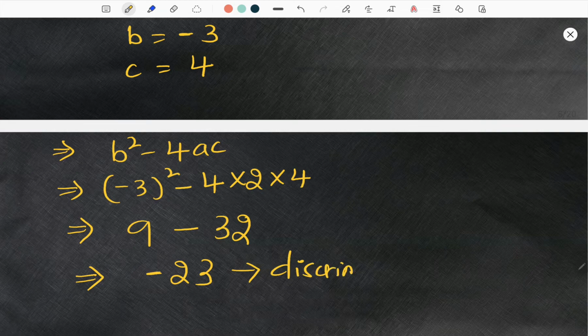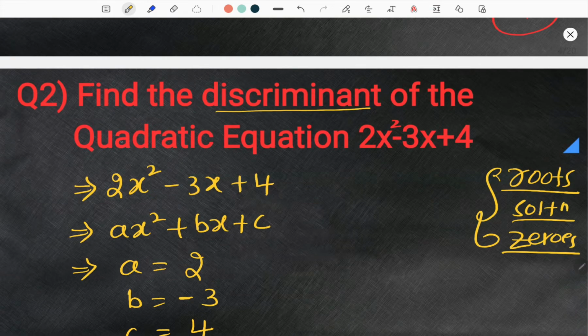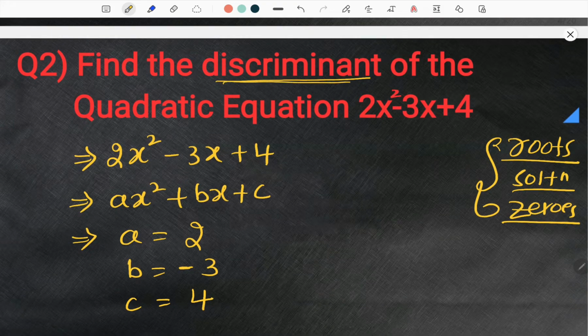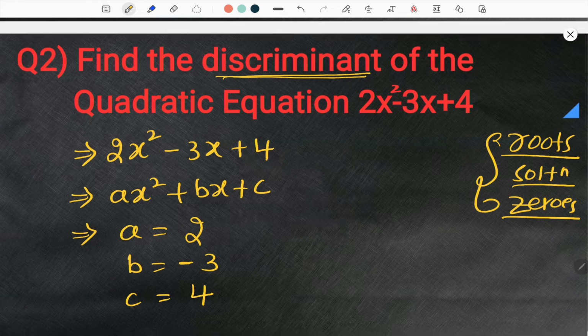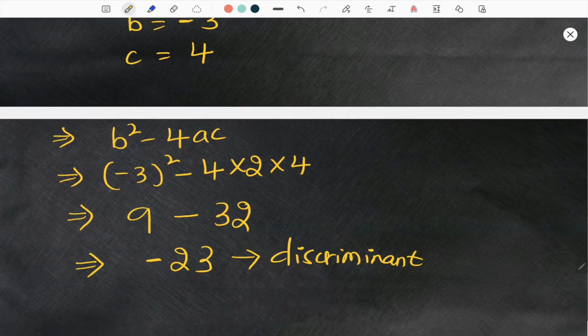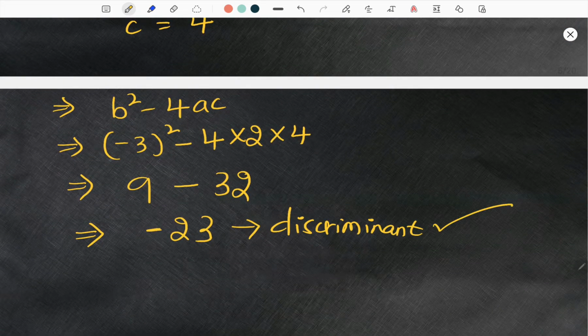Alright, they are not asking about any other thing other than discriminant. Look at the question, they're asking us to find the discriminant. They're not asking us what kind of roots are there. That is the next type of question. Here only discriminant is asked, and many times only the value of discriminant is asked. You find out this and get your 2 marks or 1 mark.